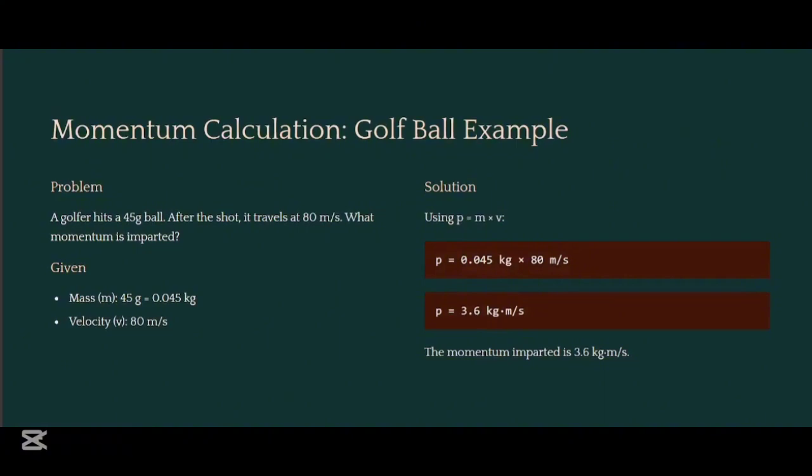Momentum calculation with an example of a golf ball. For example, a golfer hits a 45-gram ball. After the shot, it travels at 80 meters per second. Now we need to find the momentum. So you will convert this 45 grams into kg, which means 0.045 kg, and now you have the velocity. You just need to multiply these both values and then you will have the momentum, which is 3.6 kg m/s or Newton second.